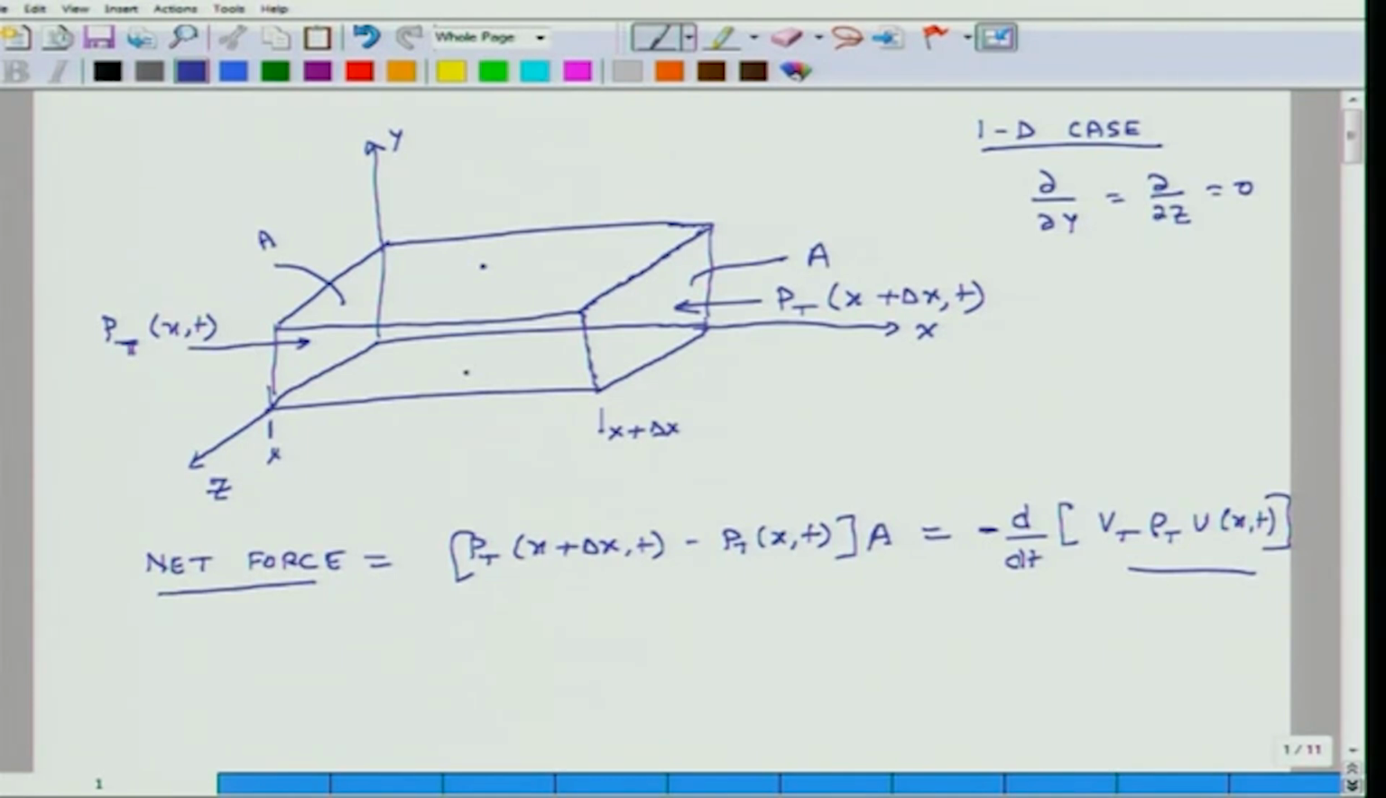The first simplification I will do is that we had assumed that this particle has a constant mass, so Vt rho t is the same as V naught rho naught, because of the constant particle mass assumption. As it moves, it does not lose any mass. So I can replace it by V naught and rho naught.